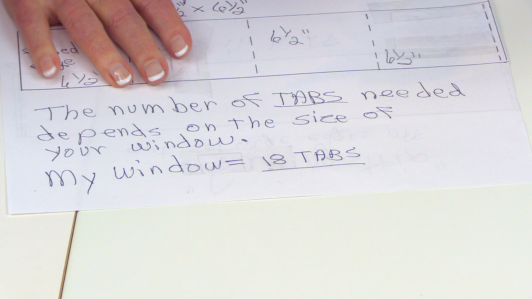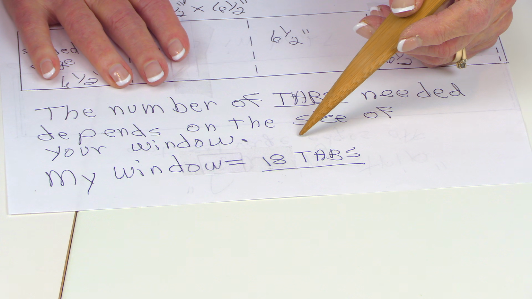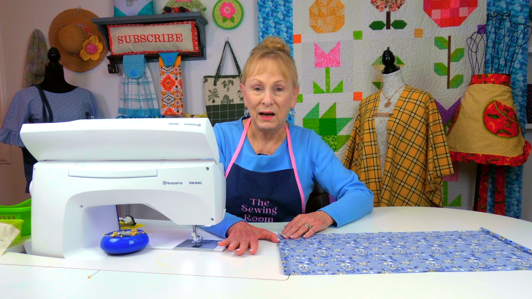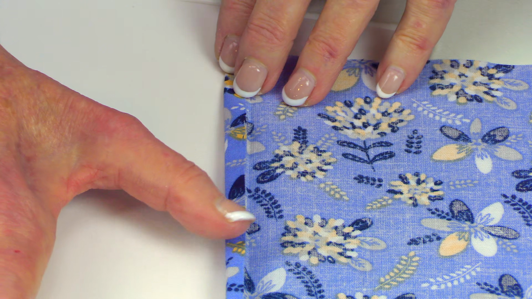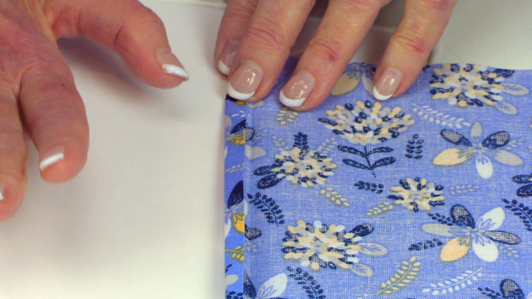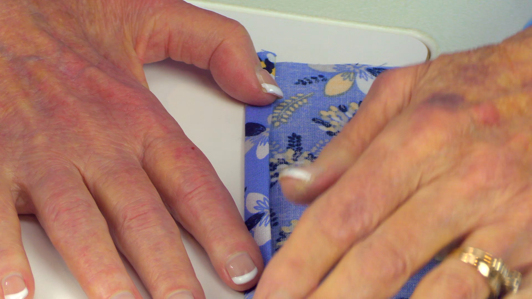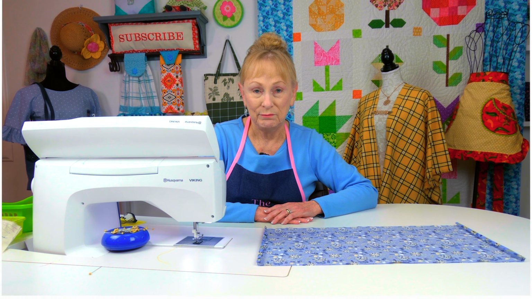So as I've said, your number of tabs will probably be different than mine, but for my window, I used 18 tabs. When you cut your fabric out, I'm going to have you do some pressing on the two side edges, and that's to get it prepared to be sewn in later. But you're going to fold the edges over 1/4 inch and press. Don't finger press. You need to press it with an iron, and then fold it over again and press with your iron. And again, you're doing it on the two opposite side edges.